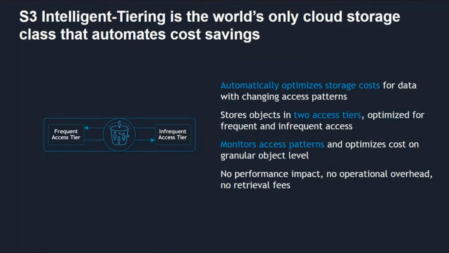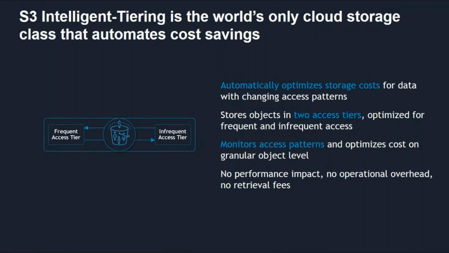The ability to look at the changing access patterns, and keep in mind that as access of the data is across two different areas, frequent and infrequent. Such monitoring will then determine if an object is no longer being used, that it can be placed down into the infrequent access tier. Now, this all happens with no performance impacts, no overhead, and even no retrieval fees.